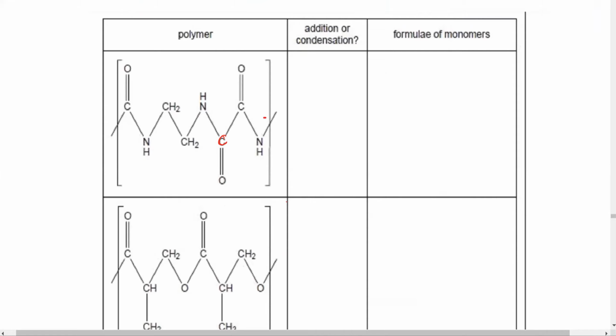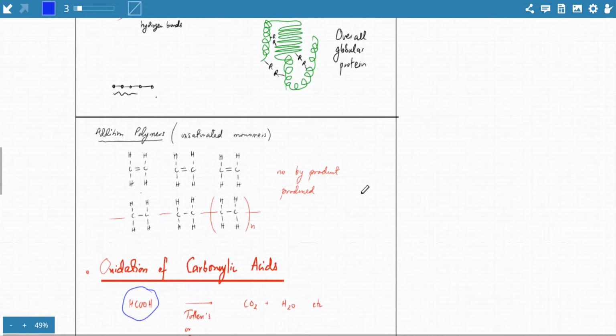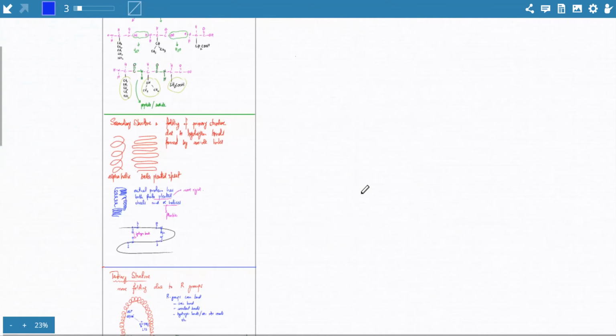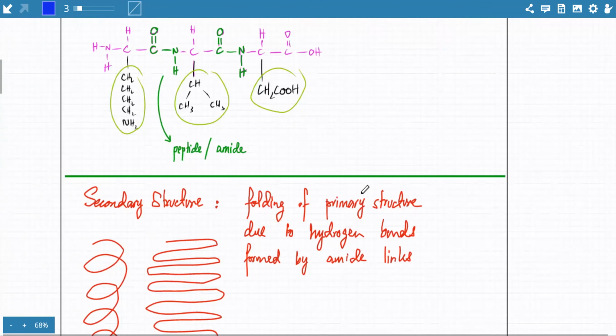ठीक है, so you have C=O, and on the other side you have N and H. And now amide links are formed when you have, कहाँ पे show किया था हमने last time, इधर ही देखते हैं, इधर top पे ये linkages थी, peptide links वगैरह, we studied this.